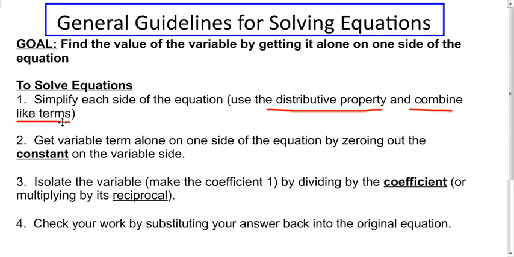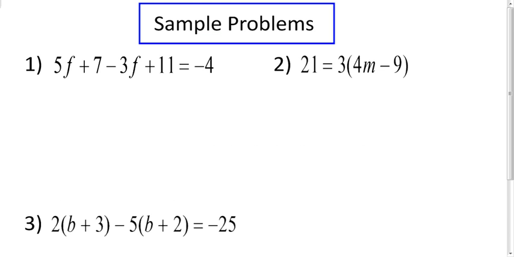And then we want to get the variable term alone on one side of the equation by zeroing out the constant on the variable side. We want to isolate the variable, make the coefficient 1 by dividing by the coefficient, or another way of saying that is we can multiply by its reciprocal. And then we check our work by substituting our answer back into the original equation. So let's take a look at some of these multi-step equations.